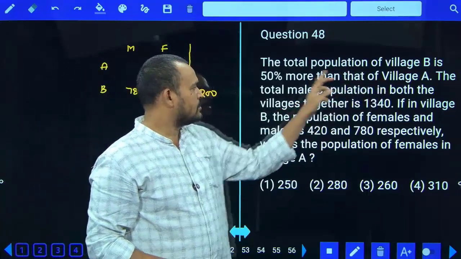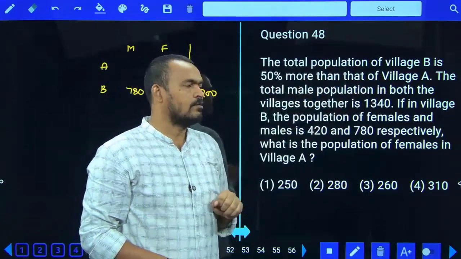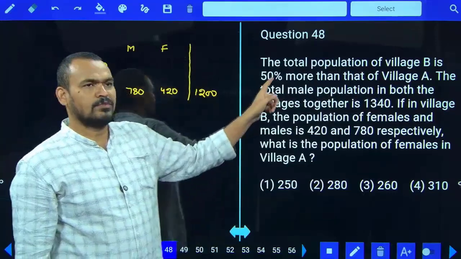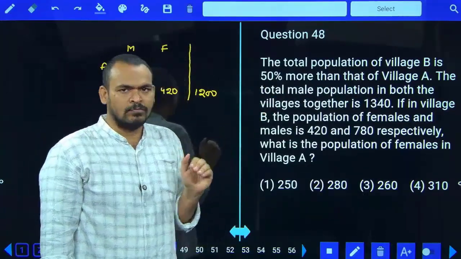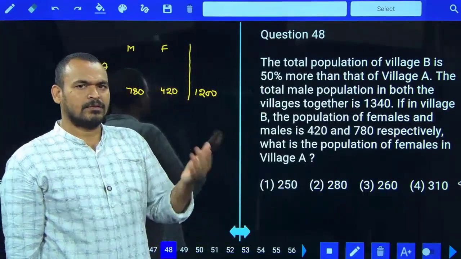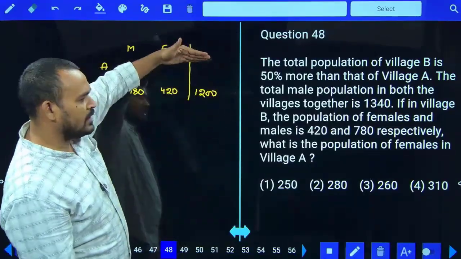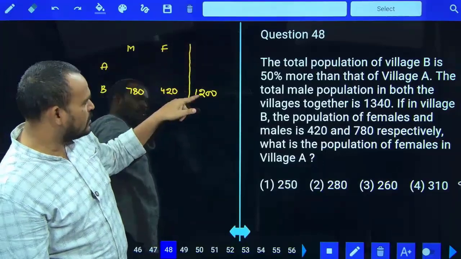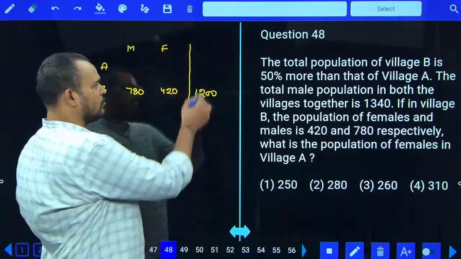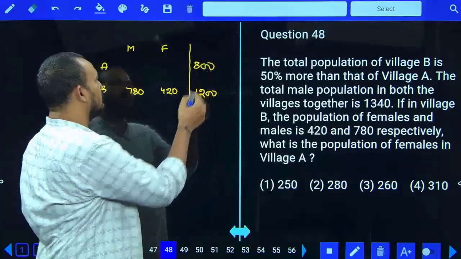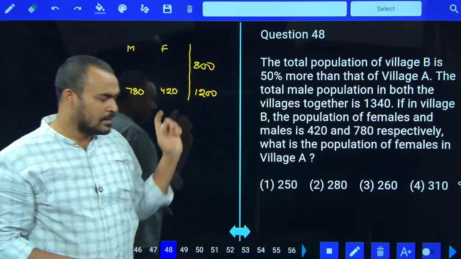But village B population is 50% more than that of which one? Village A. 50% means what fraction? 1 by 2. So A population is 2 parts, B population is 2 plus 1, how many parts? 3 parts. A is 2 parts, B is 3 parts. What is the 3 parts value? 1200. Then 2 parts value is 800. So village A total population is 800.